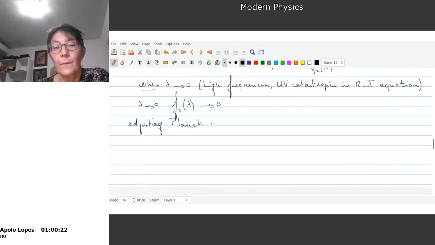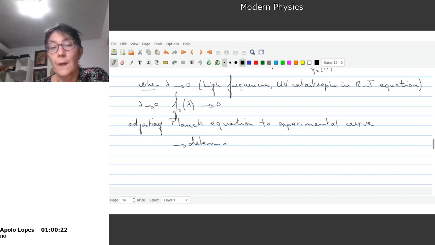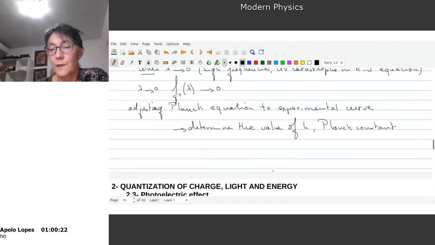And so if you adjust the Planck equation to experimental measurements, an experimental curve, you determine the value of the Planck constant, h, which is called the Planck constant. I think that now this constant also has an exact value. Let me see here. Yes, this is the basis of the measurement of the new kilogram, okay.